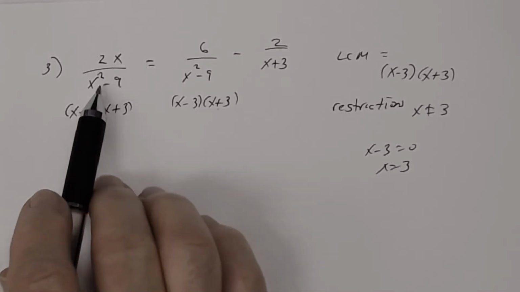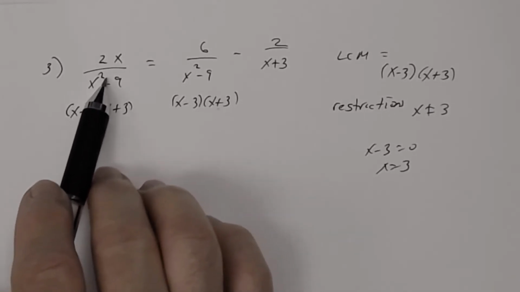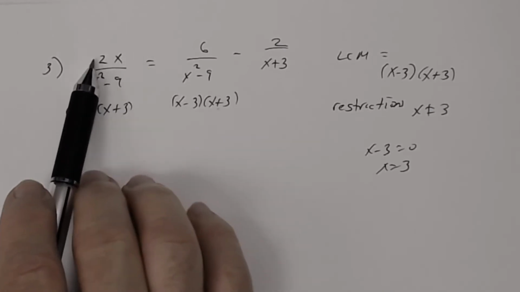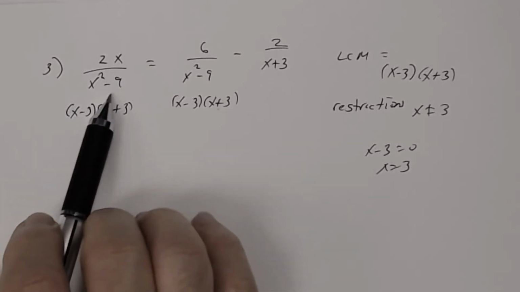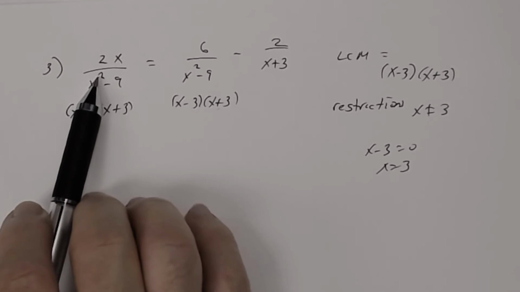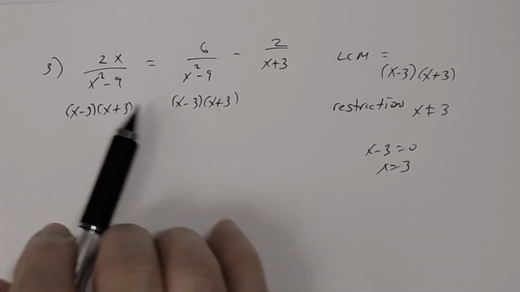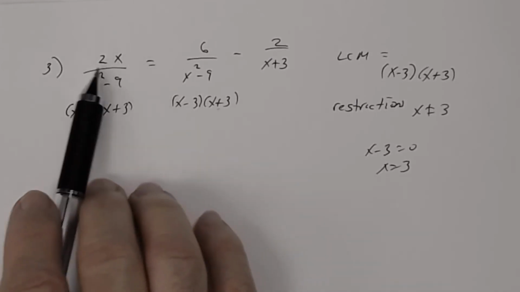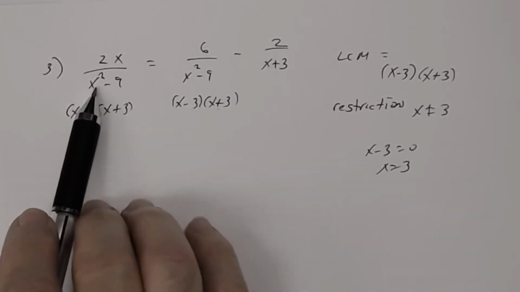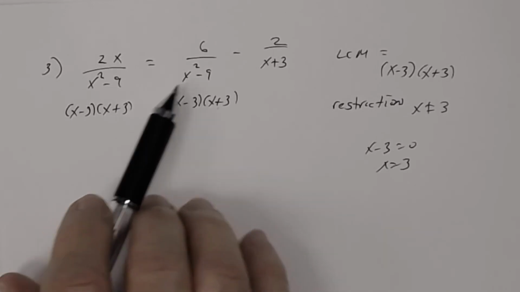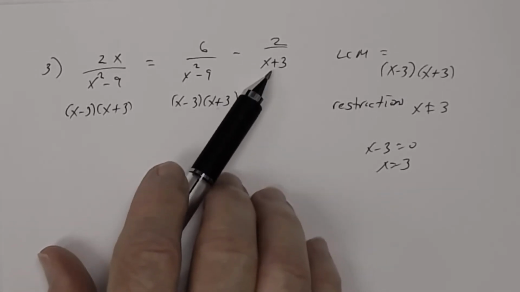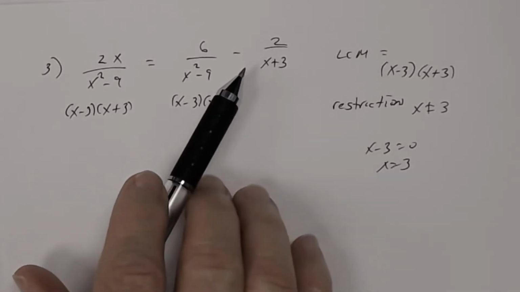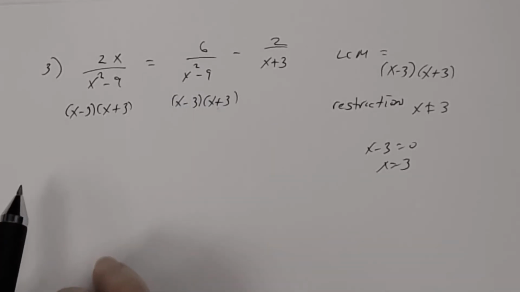Because if x is 3, notice, what's 3 squared? 9. What's 9 minus 9? 0. And then 2 times 3 is 6, and what's 6 divided by 0? Well, that's undefined. Okay? So I can't have x be 3, because that makes this rational expression here undefined. It also makes this undefined. It doesn't make that undefined, because look, what's 3 plus 3? Well, that's 6, so that's okay. But the issue is that it makes these 2 undefined, okay?